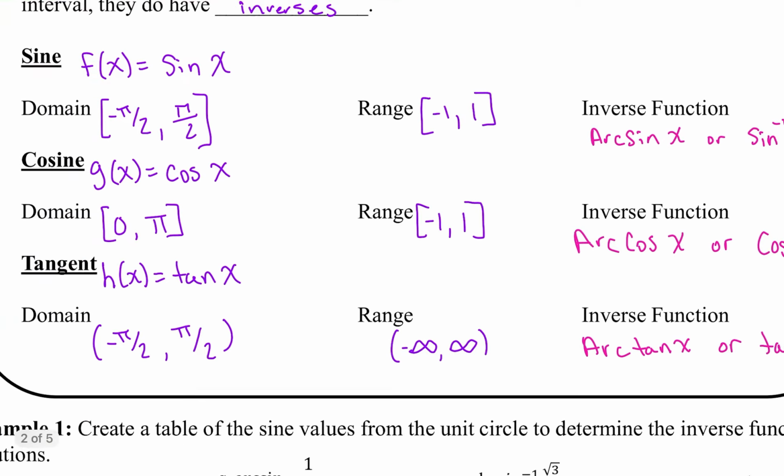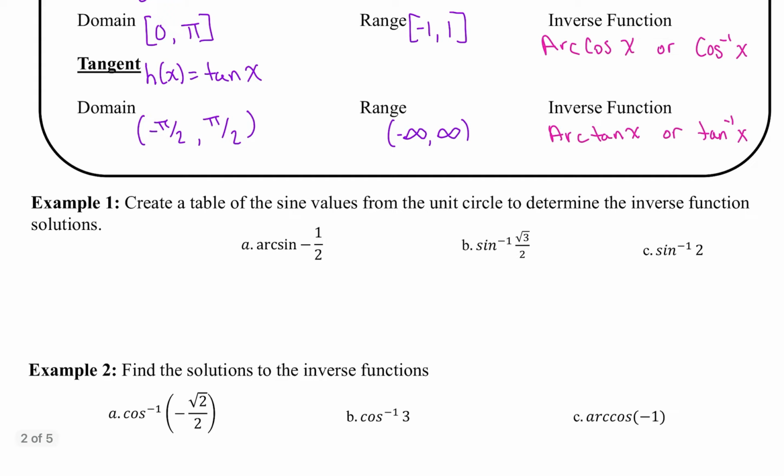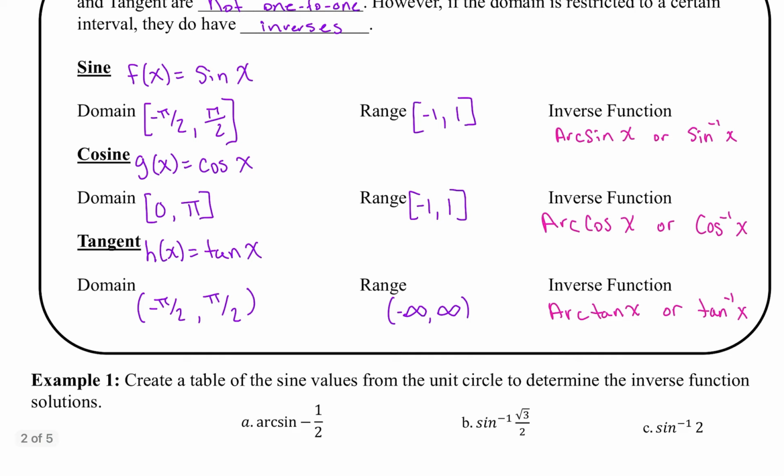All right, so coming down here, let's take a look and solve some of these. It says create a table of the sine values from the unit circle to determine the inverse and its solution. So we know that we're looking at arc sine or inverse sine. So we need to know all the sine values on the unit circle from this space right here, from negative pi over 2 to positive pi over 2. Those are all the things we need off the unit circle.